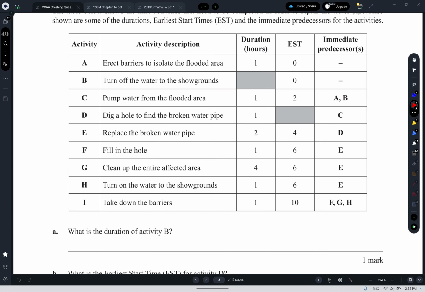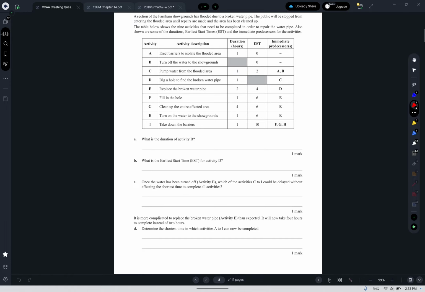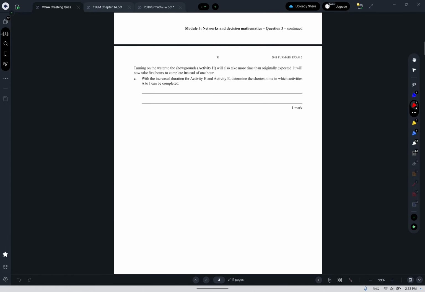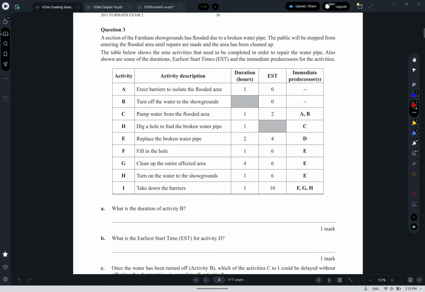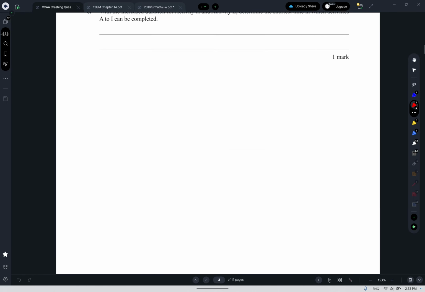So we've been given a table. We've not been given a diagram. Usually with questions like this, it's nice to draw one, so we're going to do that. I'll have to keep flicking back and forth so I can draw it. Apologies for that. Activity A and B have no immediate predecessors, so they're going to start first.